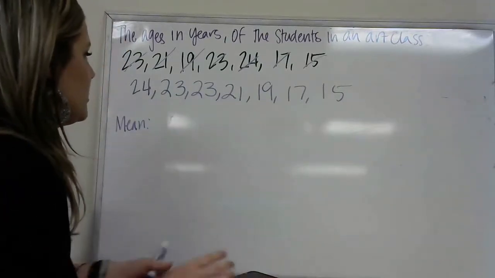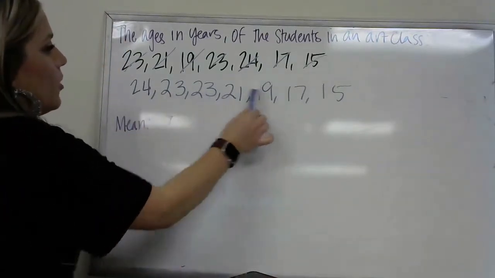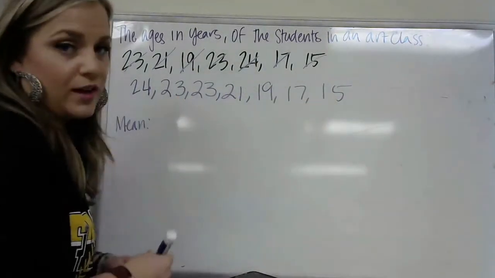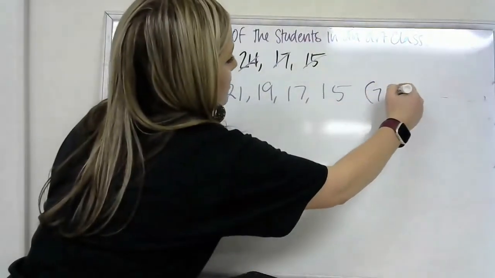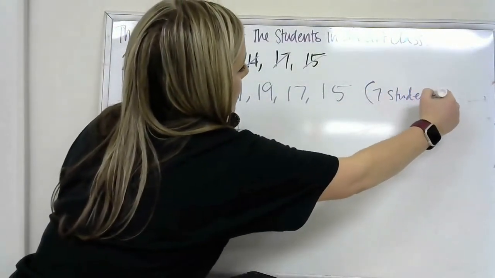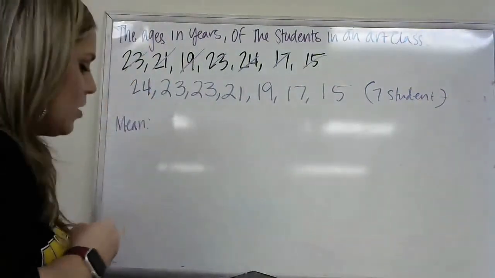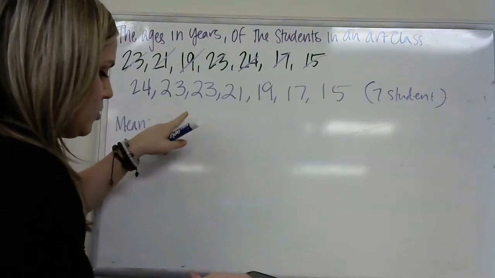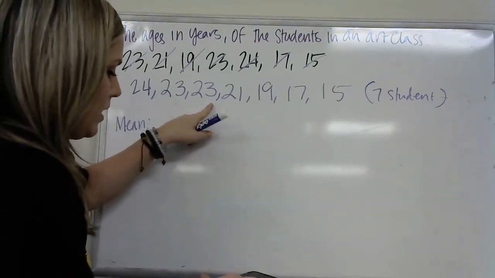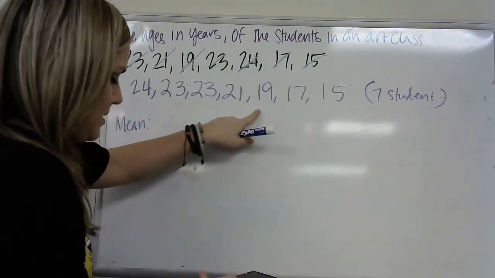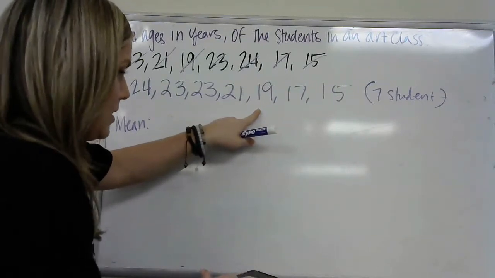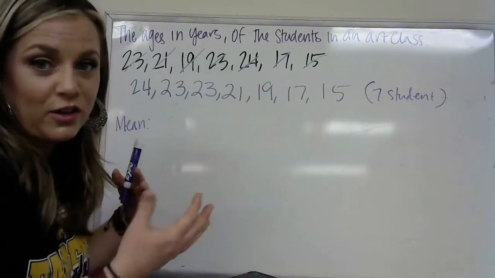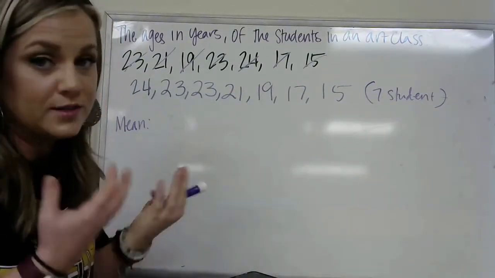All right, so what we're going to do is we're going to add up all these numbers. We have 1, 2, 3, 4, 5, 6, 7 students, okay? So I have 7 students. All right, so let's add these up. We have 24 plus 23 plus 23 plus 21 plus 19 plus 17 plus 15. Now, hopefully I did this right. I don't have a calculator like you, so I can't see. I've got 142 as the sum.